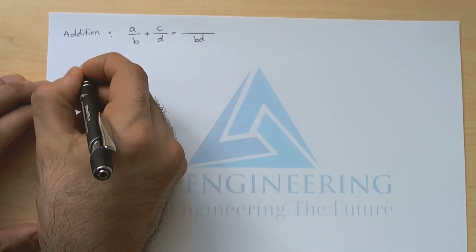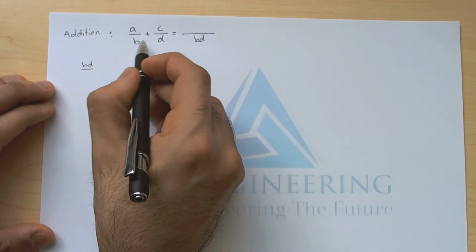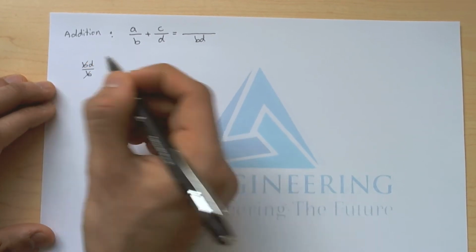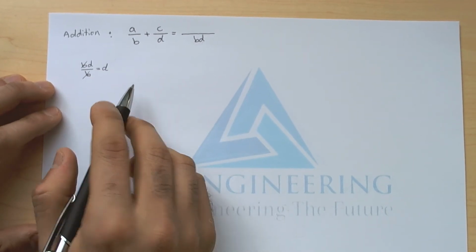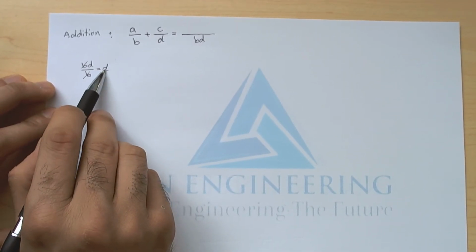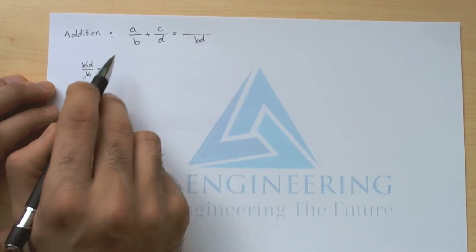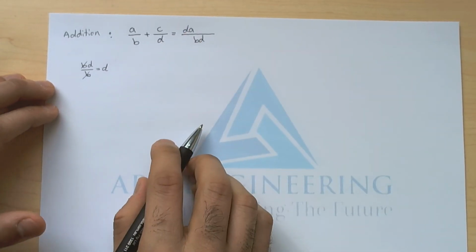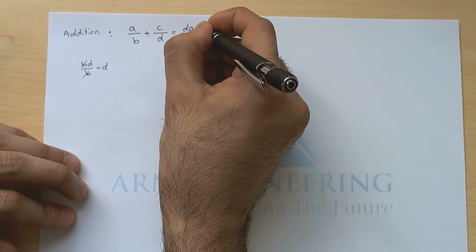Let me do it here so it makes it easier. So BD divided by B. Right? B and B will cancel out. So all we're going to get is D. Then what I do is I times this by the top part. So DA. Okay. We have a plus sign, so we put the plus sign here.